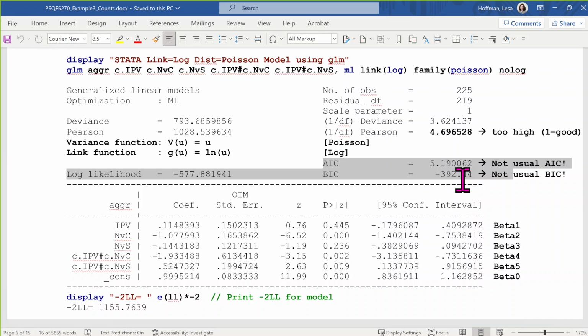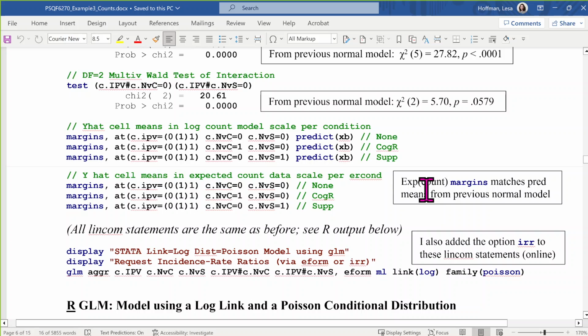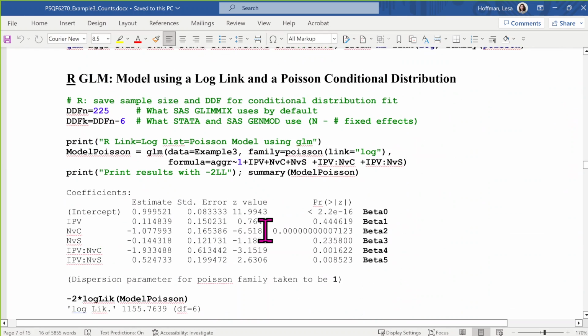Sure. Other Stata questions before we show the R version of this? All right, let me know if you change your mind. Happy to answer questions later on as needed.